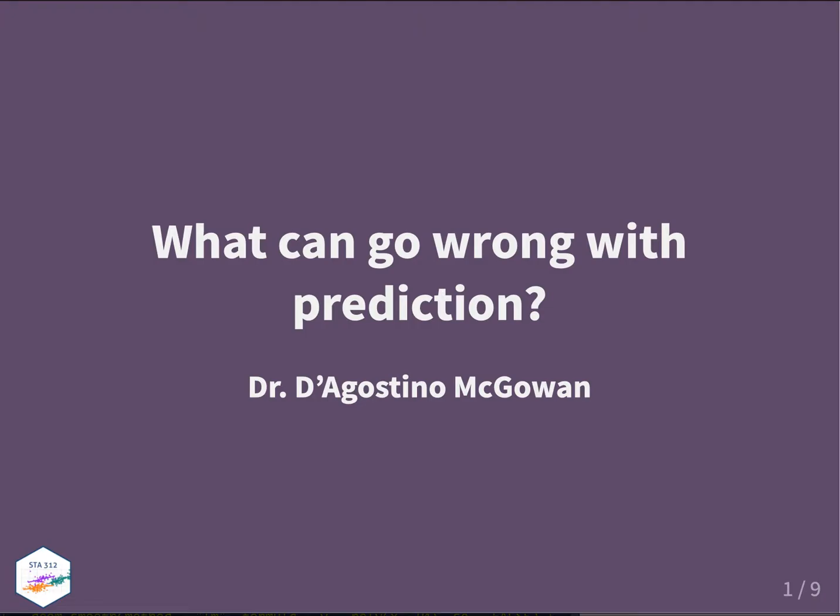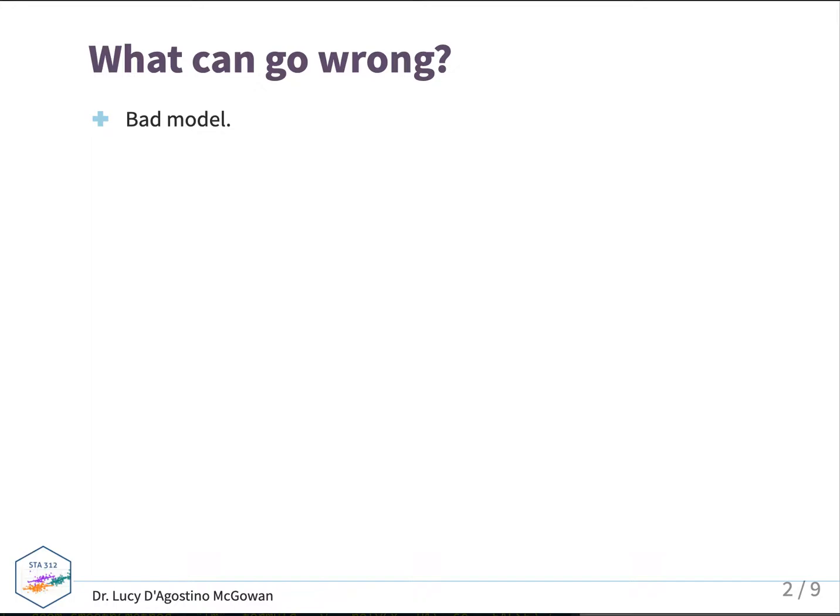Alright, let's talk about what can go wrong with your prediction model. So, what can go wrong? The first thing that can go wrong is you just fit a bad model. The next is something known as quantitative extrapolation. We're going to talk a little bit about what this means, but basically this is when you're trying to predict for X values that are outside of the range that you observed in your initial data.